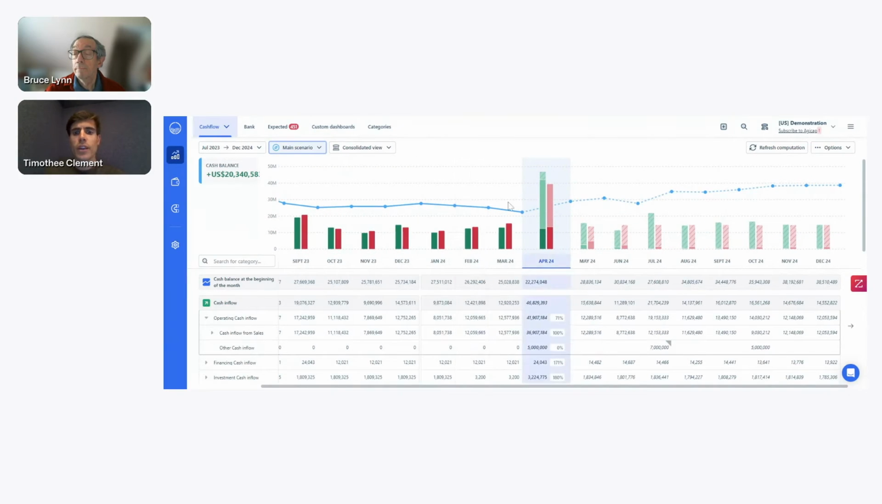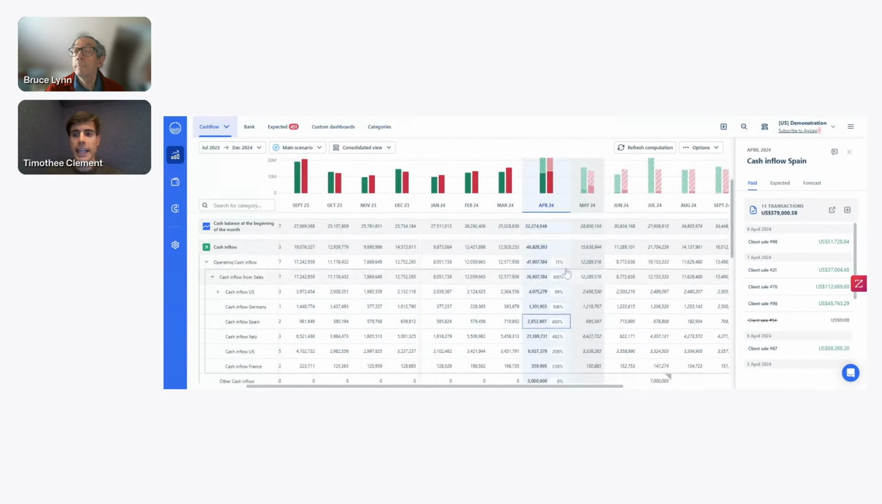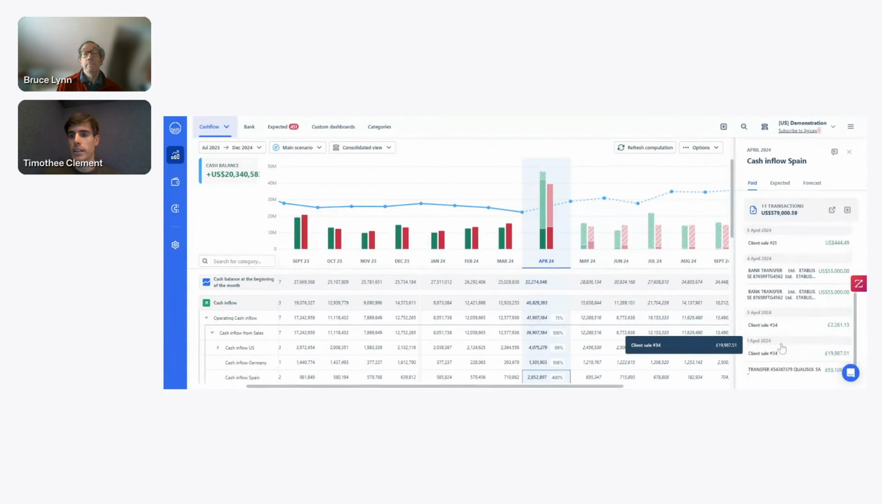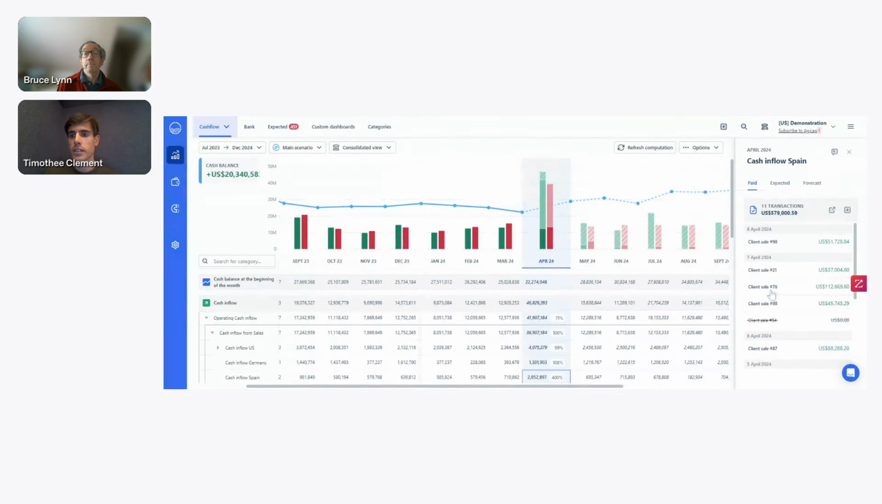So if we dive a little deeper, for example, I could take here my cash inflow from sales in April 24. Let's take the cash inflow from Spain. Any cell I click on in Agicap will carry the information that's behind. So the shorter term we are, the more bottoms-up we are. So you will see for any cell in the dashboard what has been paid already. So here you have the paid transactions on the right from the bank that gets updated and automatically allocated to the right category every day.